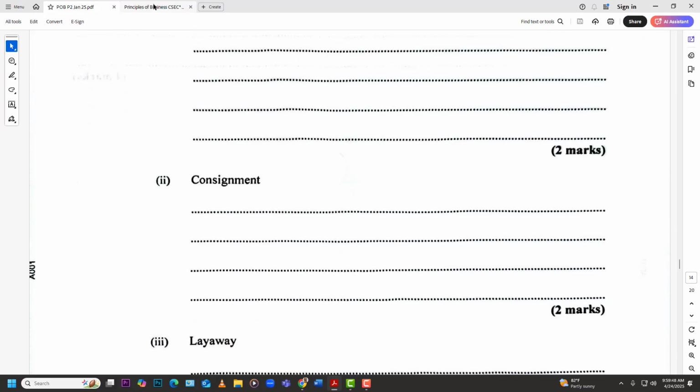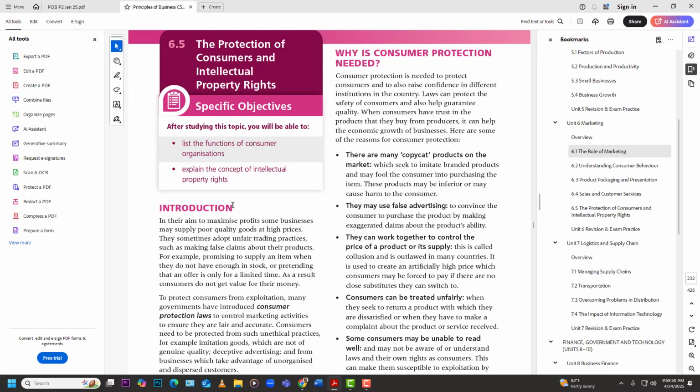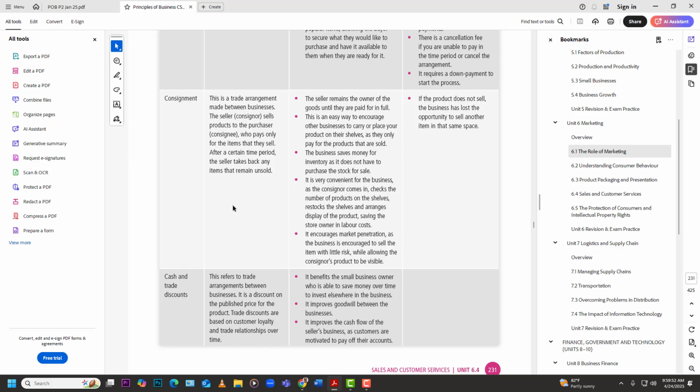Then you have consignment. Now what this speaks to is normally a business to business endeavor. It is normally an agreement between two businesses where one business can sell their products in another business, and the business only pays for what is sold. So let's read what they have here. This is a trade arrangement made between businesses. The seller, the consignor, sells products to the purchaser, the consignee, who pays only for the items that they sell. After a certain period of time, the seller takes back any item that remains unsold.